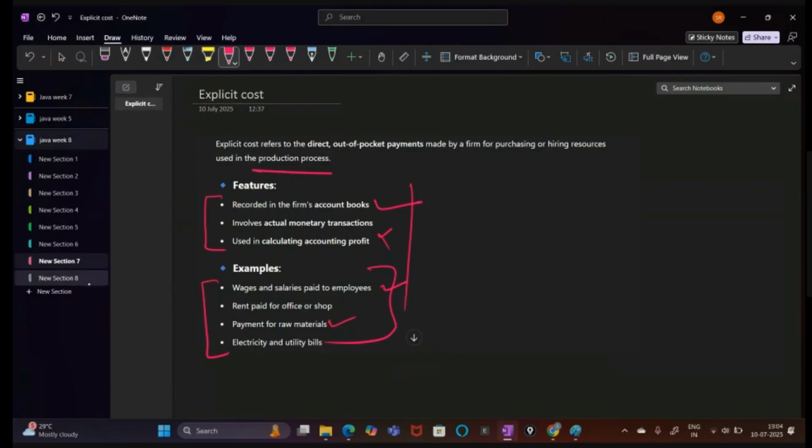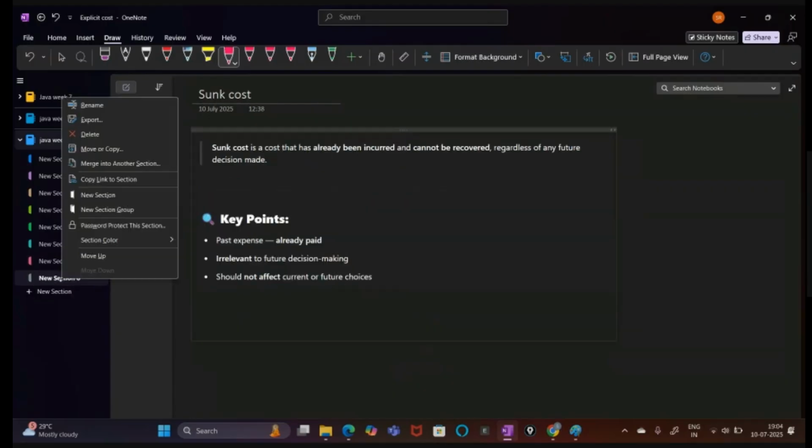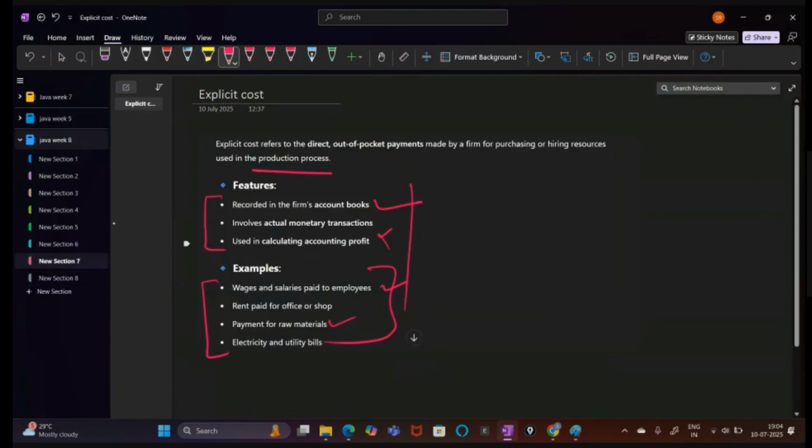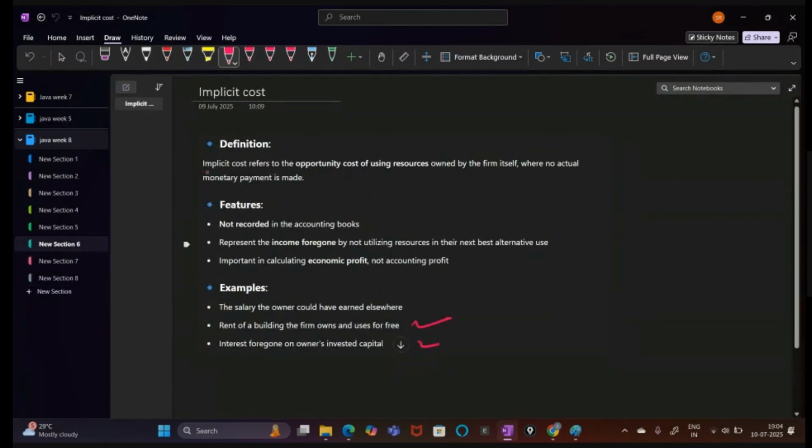And what is the definition of implicit cost? This one is the implicit cost. Implicit cost refers to the opportunity cost of using resources owned by the firm in the firm itself, where no actual monetary payment is made. By example, you can understand: the salary the owner could have earned elsewhere. Like if I am running my own business, and if I don't do my business and I do a job somewhere and I get that money, that is known as the implicit cost.